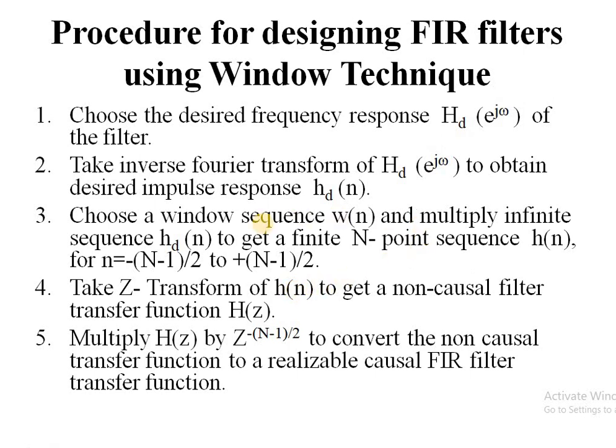Generally, since our HD of n or the h of n that we have calculated are spread on both sides of the axis, our filter will be a non-causal filter. In order to convert this non-causal filter into a causal filter, multiply this H of z that we have got in the fourth step by z power minus (N minus 1) by 2, and we can convert it into a realizable causal FIR filter.